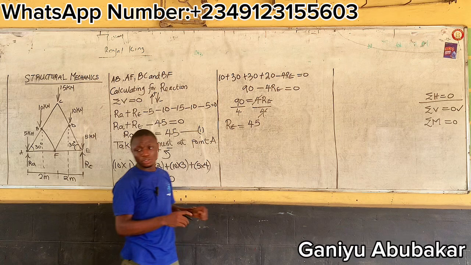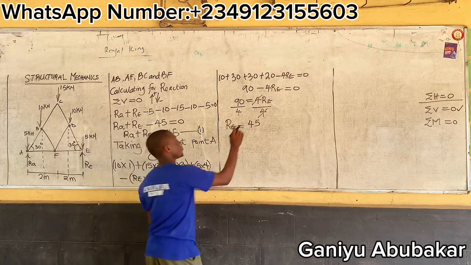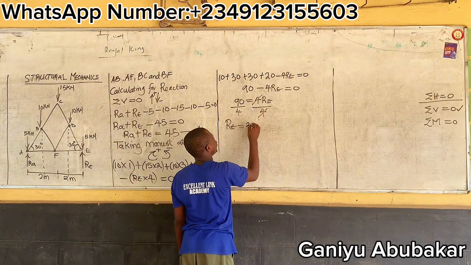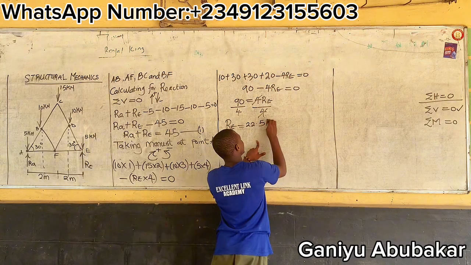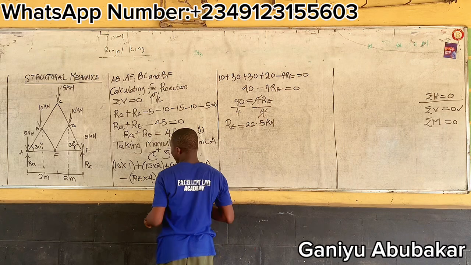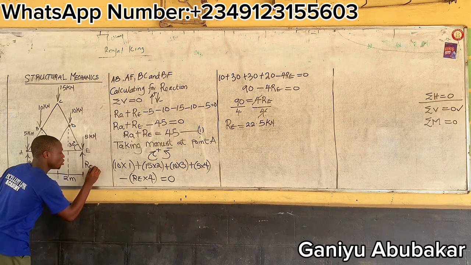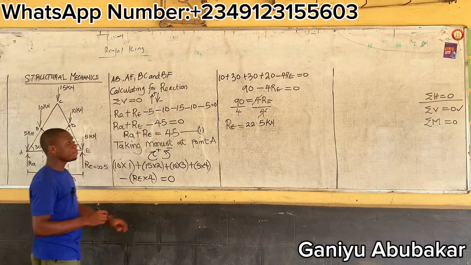Am I correct? Check the calculator. Oh, sorry. So it's 22 point what? Are you correct? In kilonewtons. What's my RE now? 22.5 units. I've gotten my RE.